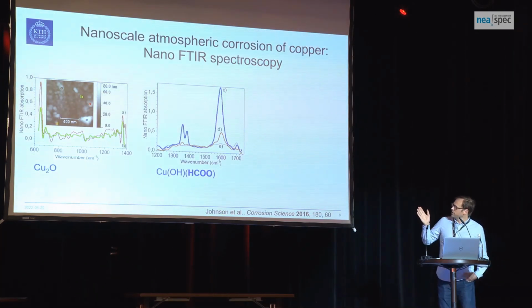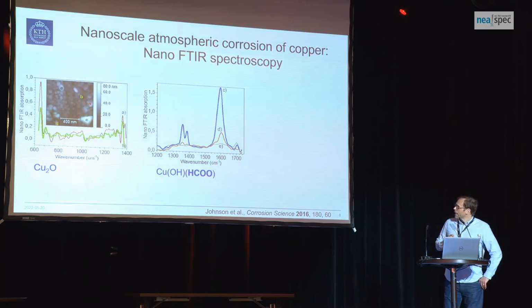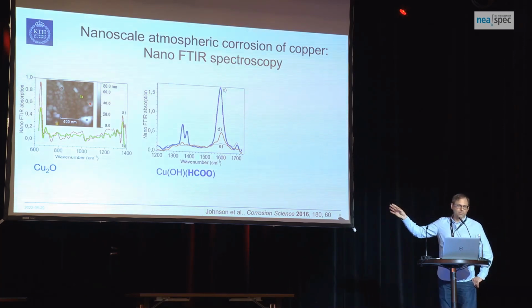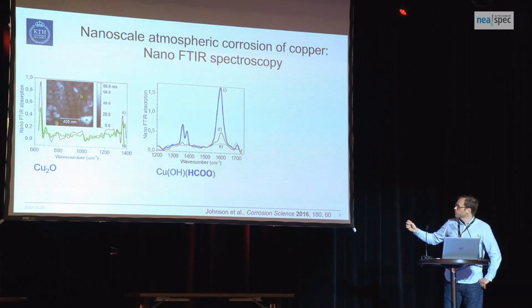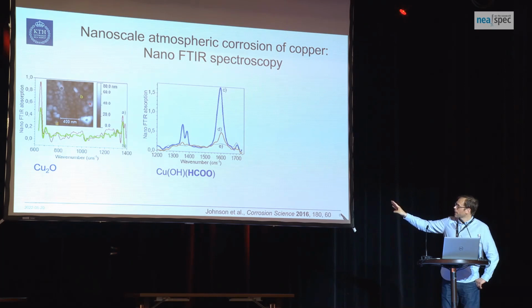So what can we do? Yeah, so this spectra was taken at NeoSpec a few years ago. You can see that here we want to probe this corrosion product, the copper oxide and the copper hydroxy formate. Copper oxide at 650, just at the cutoff frequency for this laser that was used. The AFM imager is 1 by 1 micron, so it's really small.